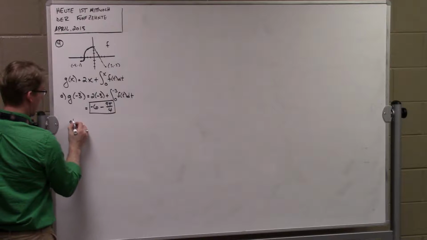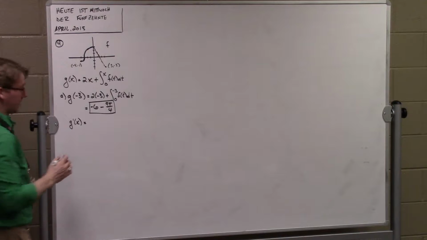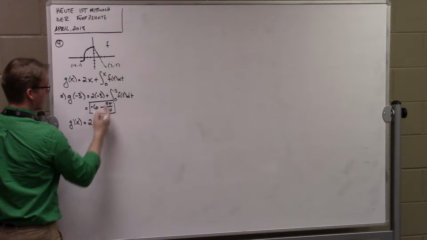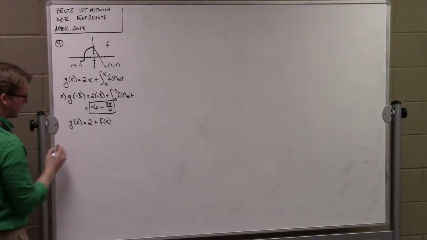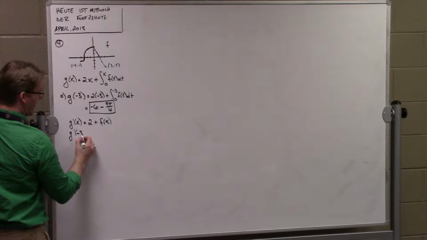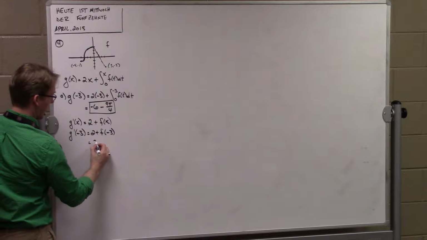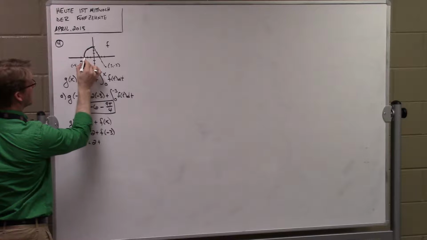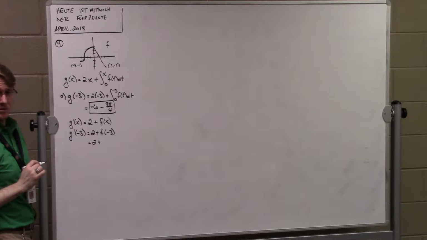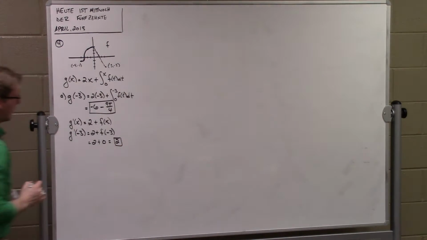Is g prime of x just 2 plus f of t? F of x, yeah, correct. Derivative of that is 2. Derivative of that just swaps out the t for the x, so 2 plus f of x. Then g prime of -3 would be 2 plus f of -3, which is 2 plus, all right, f of -3 is 0. So the answer is 2. Cool with that? Very good.